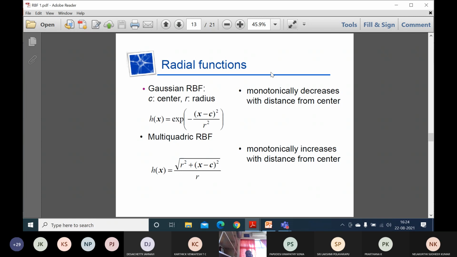So h of x for the multi-quadric RBF is nothing but the square root of r squared plus (x minus c) squared, divided by r. Here r is again the radius, c is the center point, and x is the input pattern supplied.